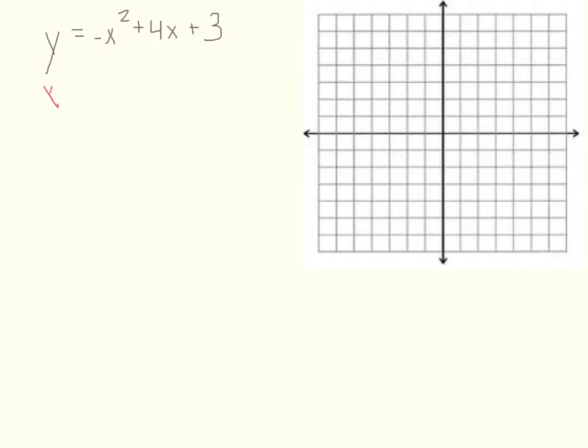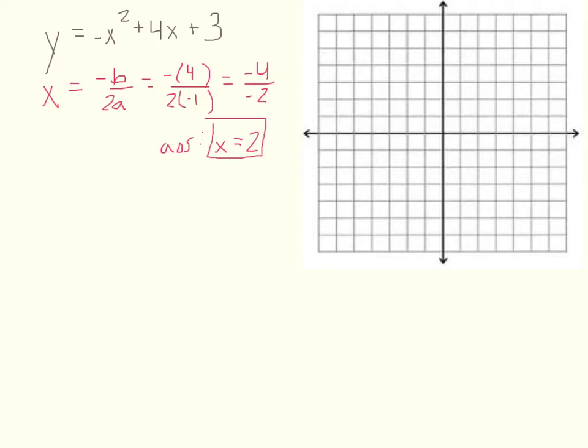So axis of symmetry is always x equals negative b over 2a. It's a formula that you have to have memorized. My b value is always in front of my x variable, so negative b is going to be negative 4, over 2 times a. My a value is the number in front of the x squared. We just have a negative, so we assume that it's negative 1. So this gets us negative 4 over negative 2. So our axis of symmetry simplifies to positive 2. So x equals 2 is our axis of symmetry.